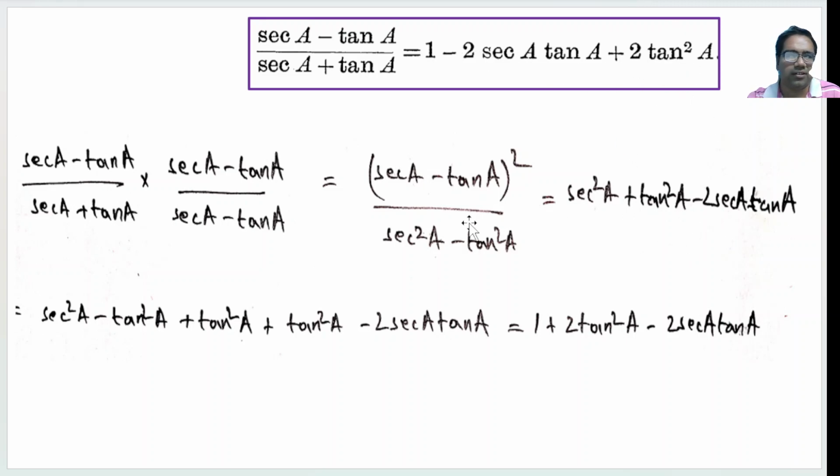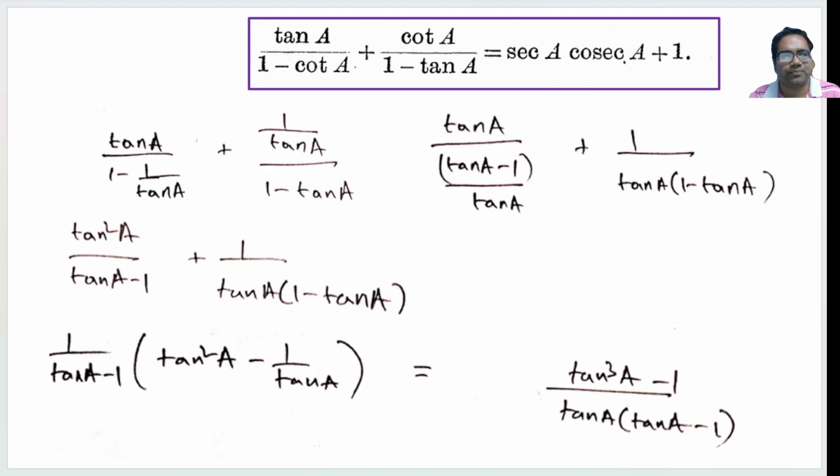2 tan square a we want. So let us add 1 tan square a and subtract. Basically, we will add 0 only. Nothing changes. So secant square a minus 1 tan square a plus 1 tan square a, and then the remaining part remains same. Tan square a minus 2 secant a tan a. Right. What is the secant square a minus tan square a? This is 1. Right. And tan square a plus tan square a is 2 tan square a. Basically, this one has become 1 plus 2 tan square a minus 2 secant a tan a. That is what we wanted to prove. Right, guys? Pretty straightforward. Let us look at one more.